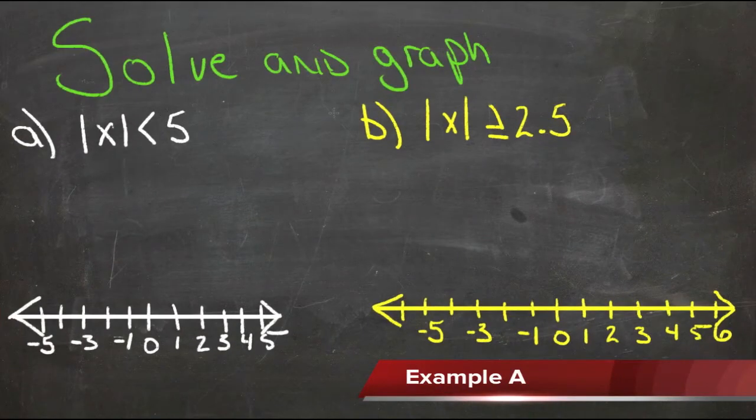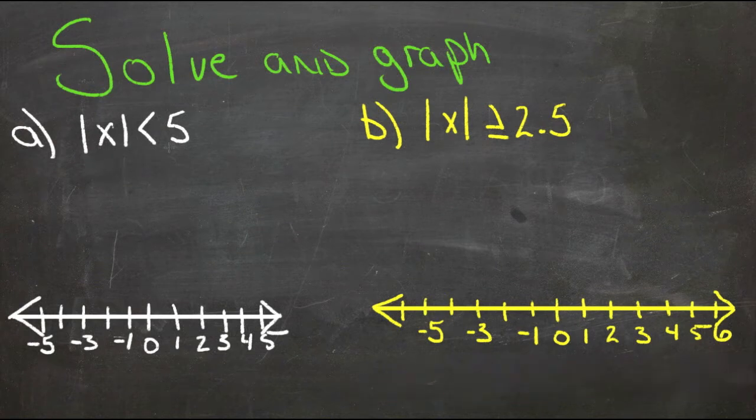Here we need to solve and graph a couple of absolute value inequalities. The easiest way to solve these is to just sort of puzzle them through, use a little bit of logic here. We can understand this inequality by figuring out what numbers would qualify and what numbers wouldn't. We know that the absolute value of x has to be less than 5.